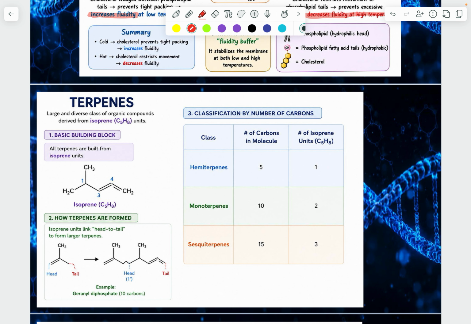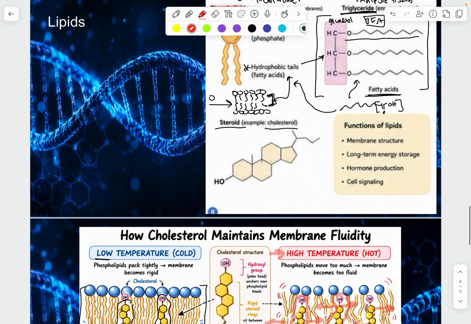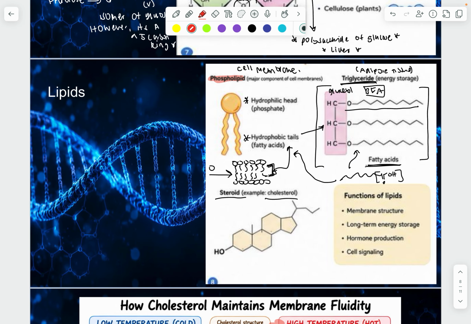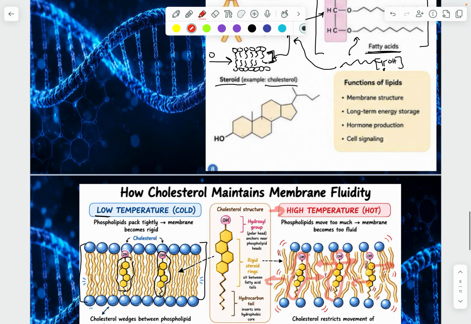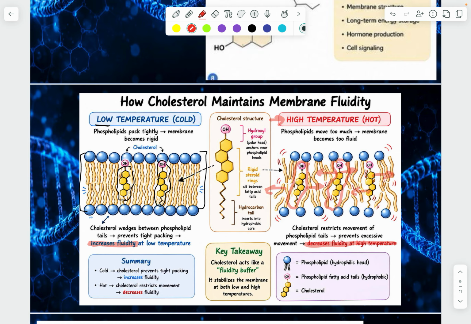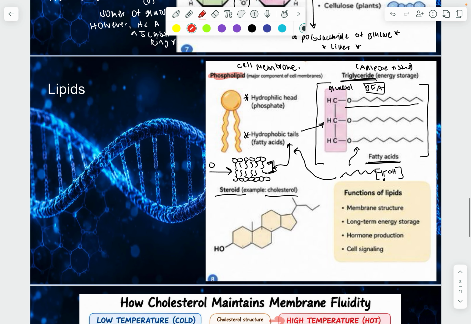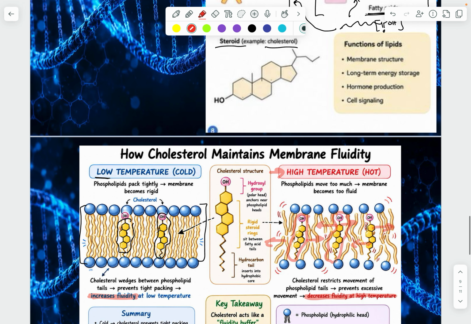Terpenes are another class of lipids. So again, just to go back, we talked about phospholipids as an example. We talked about triglycerides as an example. Fatty acids make up phospholipids and triglycerides. They're a component of it. Steroids, we talked about cholesterol. That's an example of a steroid that helps maintain membrane fluidity. There are also other steroids, such as your steroid hormones. Those are lipids, but those are not part of your cell membrane. That's a different topic.